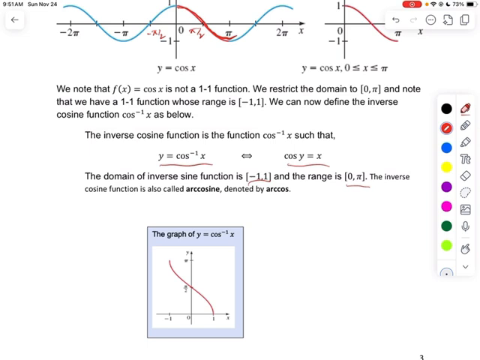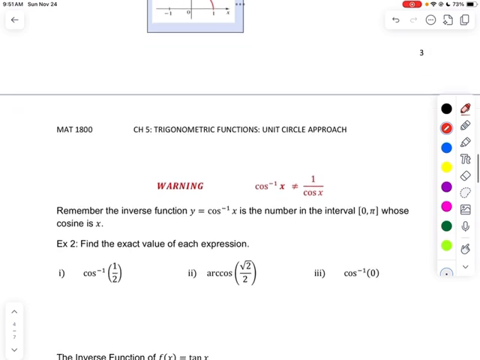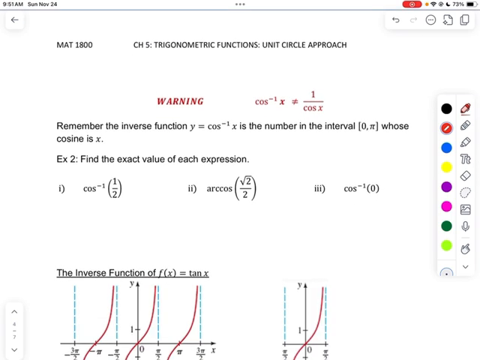So here I can say sine inverse of square root 2 over 2 is pi over 4, and in the first one sine inverse of 1/2 is pi over 6.